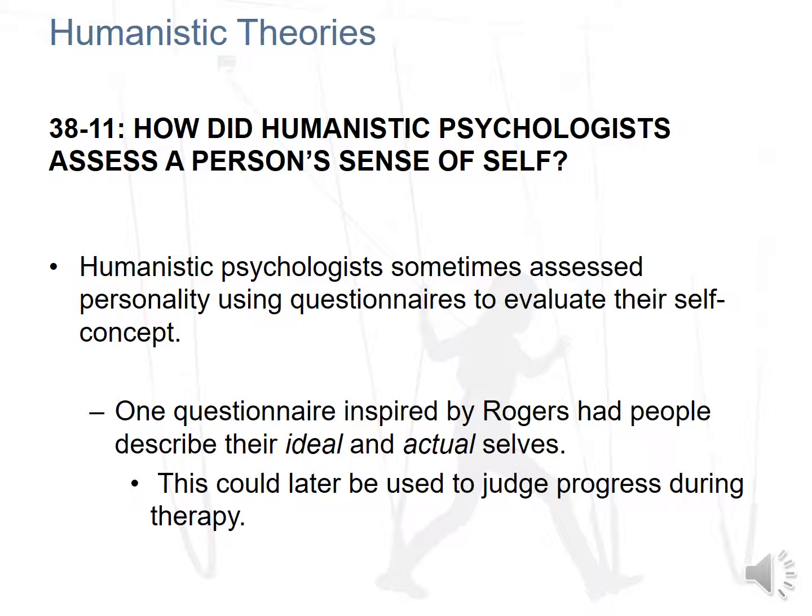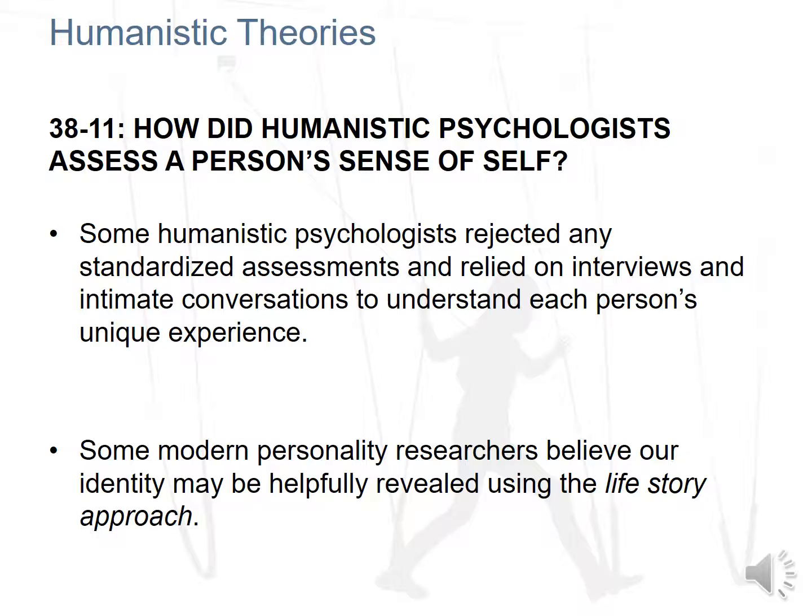So how do humanistic psychologists assess a person's sense of self? Humanistic psychologists sometimes assess personality using questionnaires to evaluate their self-concept. One questionnaire inspired by Rogers had people describe their ideal and their actual selves. This could later be used to judge progress during therapy. Some humanistic psychologists rejected any standardized assessments and relied on interviews and intimate conversations to understand each person's unique experience. Some modern personality researchers believe our identity may be helpfully revealed by using the life story approach.